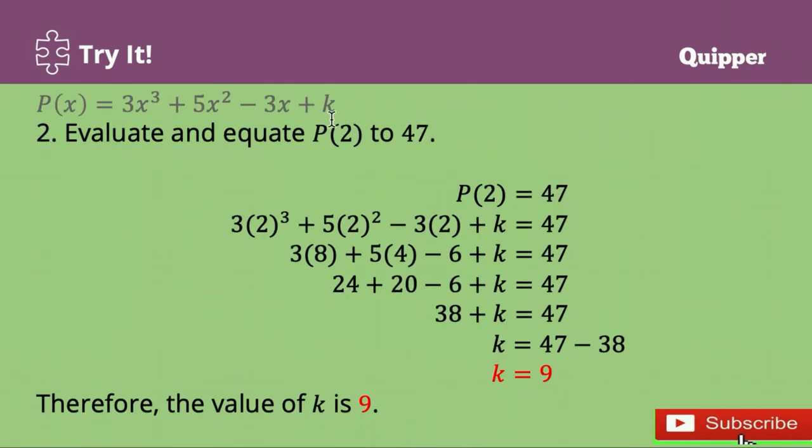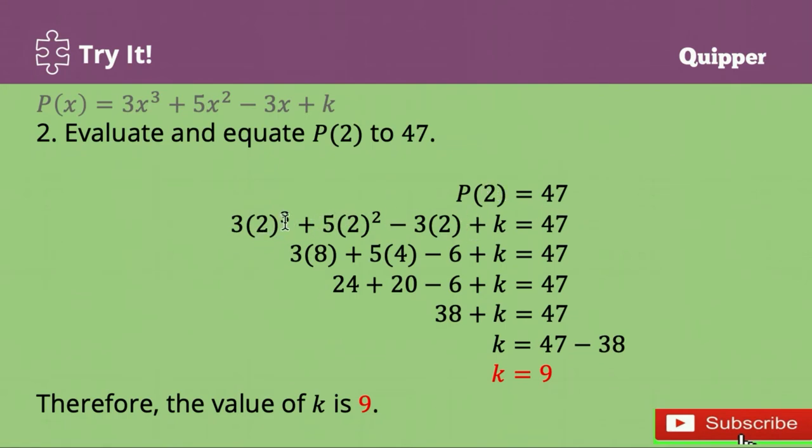Second, evaluate and equate p of 2 to 47. P of 2 is equal to 47. Take note that our p of x is this one. And we will just substitute the value of x, which is 2. 3 times 2 cubed plus 5 times 2 squared minus 3 times 2 plus k is equal to 47. That's our p of 2.